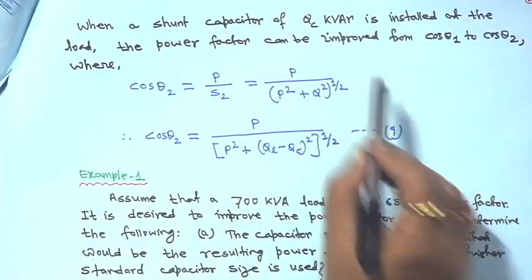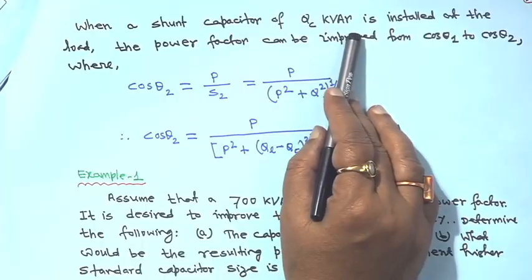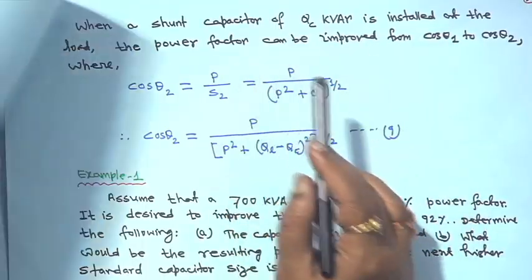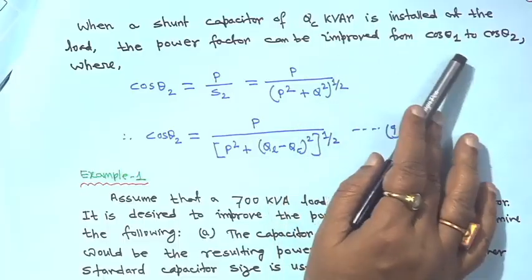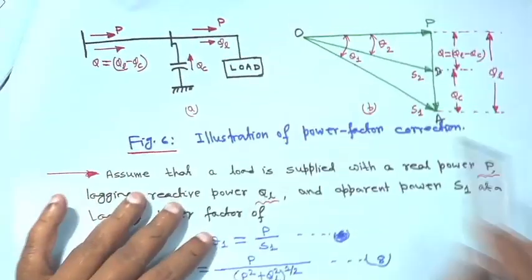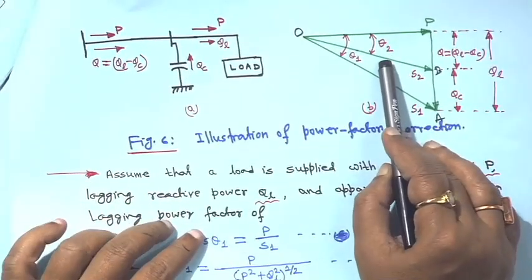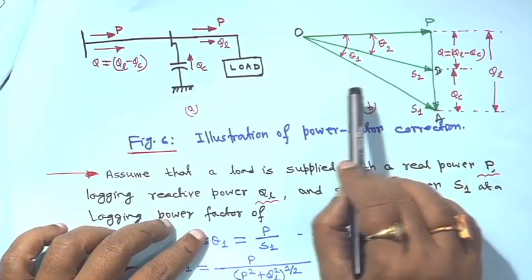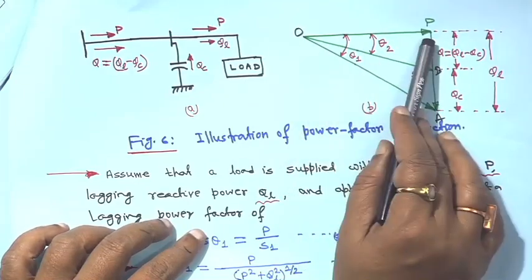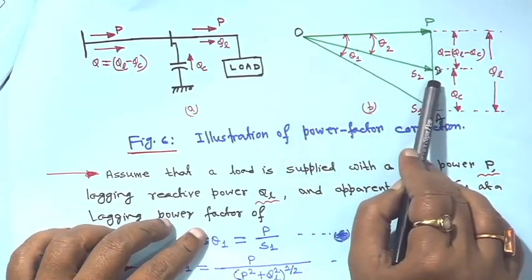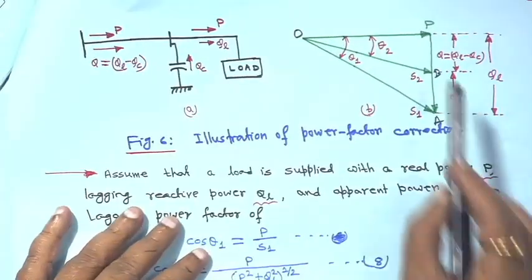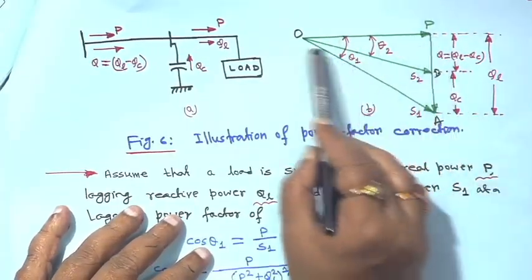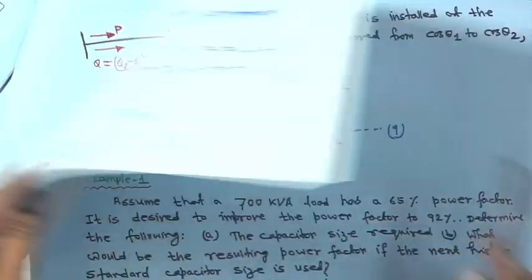Now, suppose a shunt capacitor of QC kilowatt is installed at the load. The power factor can be improved from cos theta 1 to cos theta 2, because the angle is getting decreased, so cos theta will increase. In that case cos theta 2 will be OP upon OB, that means P upon S2, where OP is P and OB is S2.